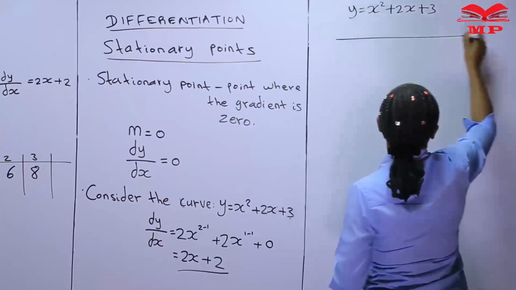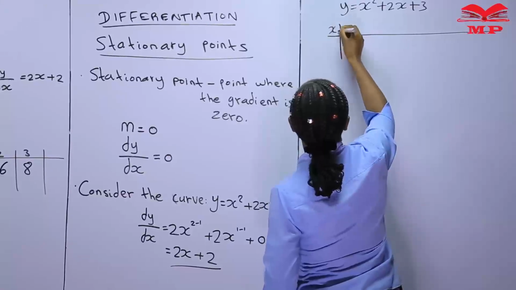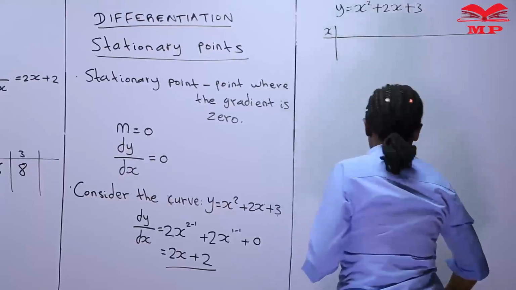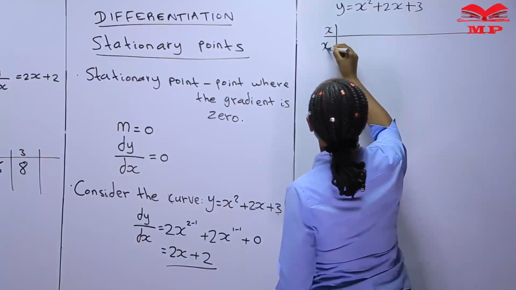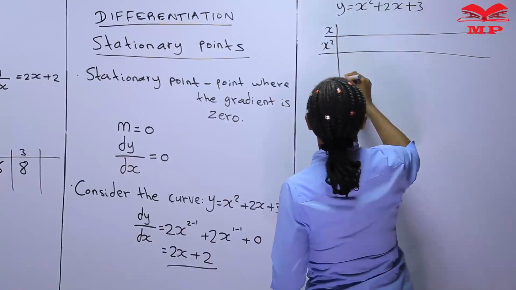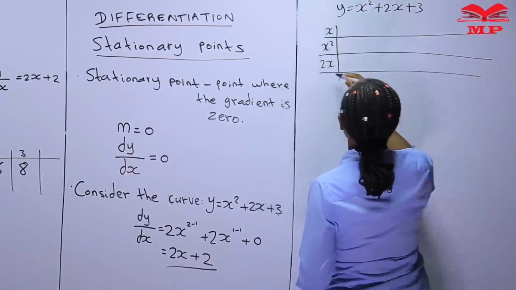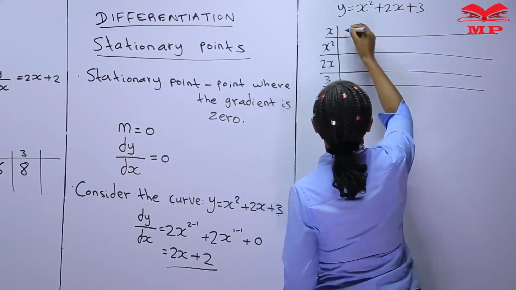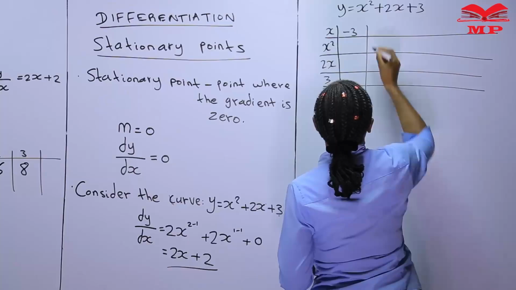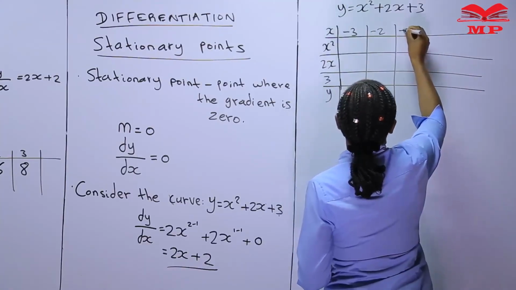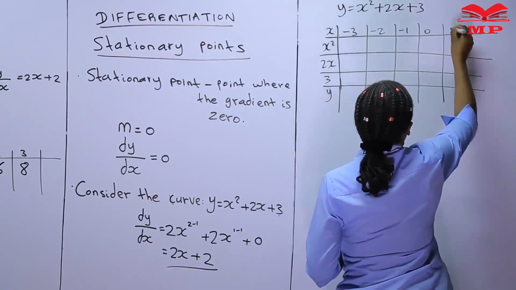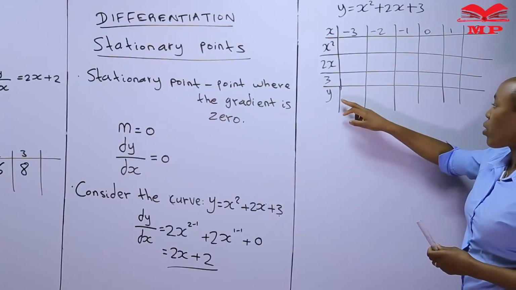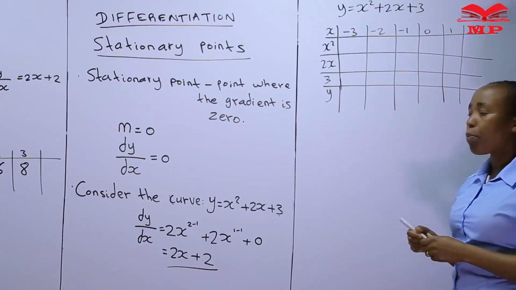So we are going to get the values of x and the values of y. We can make it simpler by having it the following. We have the values of x, we have x squared, we have 2x, and we have plus 3. So in every part we add 3, and then we get the values of y. We can start with maybe negative 3, negative 2, negative 1, 0, 1, up to 2. So we want to get the corresponding values of y, so that we can plot the curve.